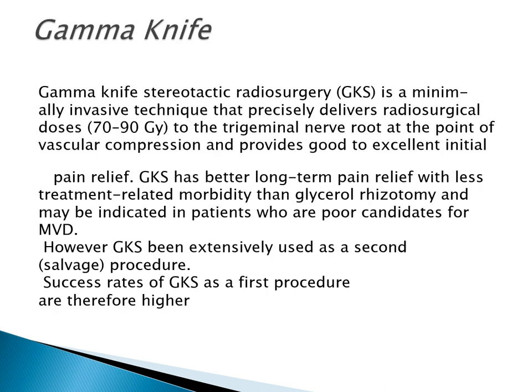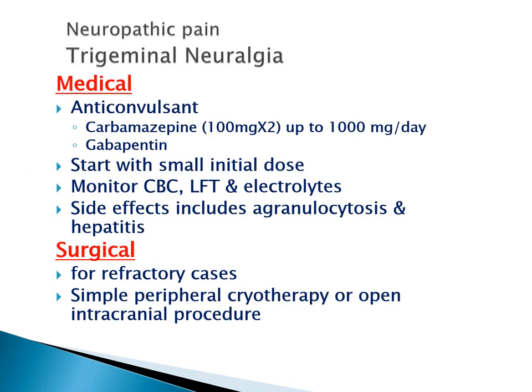to CTN. Gamma knife stereotactic radiosurgery, GKS, is a minimally invasive technique that precisely delivers radiosurgical doses of 70 to 90 grays to the trigeminal nerve root at the point of vascular compression and provides good to excellent initial pain relief. GKS has better long-term pain relief with less treatment-related morbidity than glycerol rhizotomy and may be indicated in patients who are poor candidates for MVD. However, GKS has been extensively used as a second salvage procedure. Success rates of GKS as a first procedure are therefore higher.